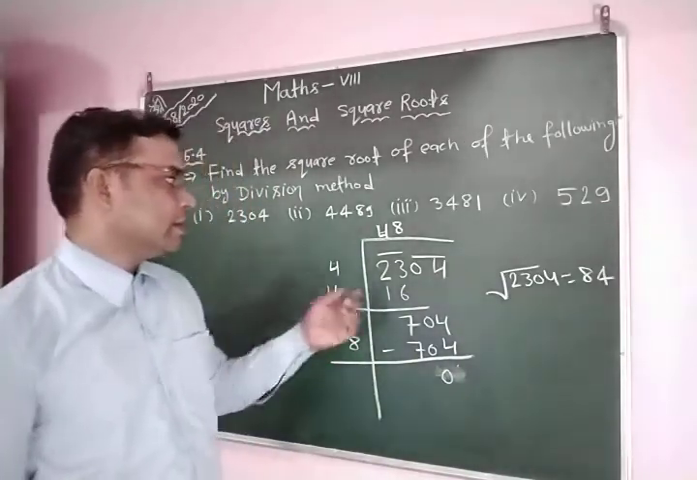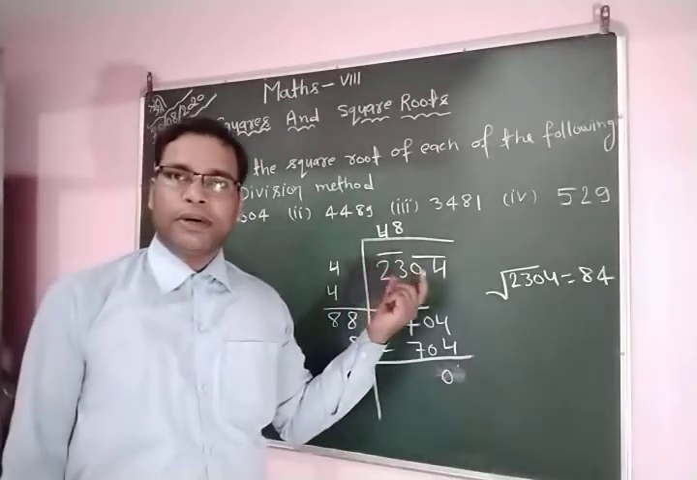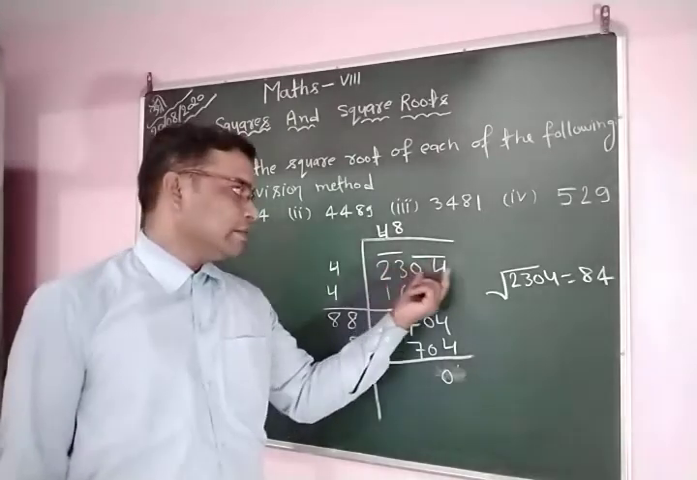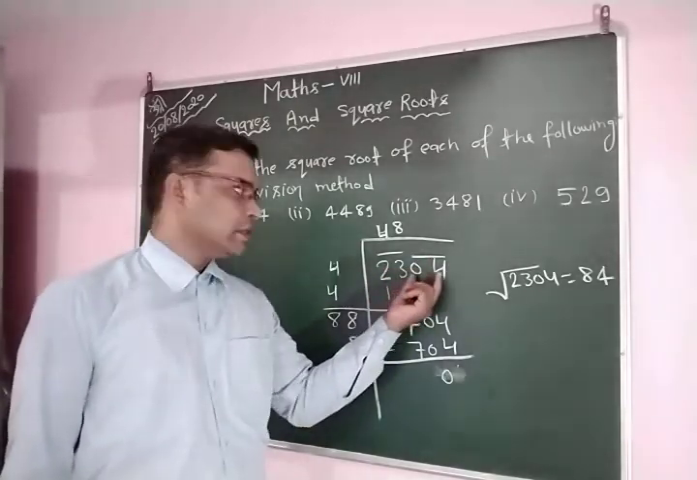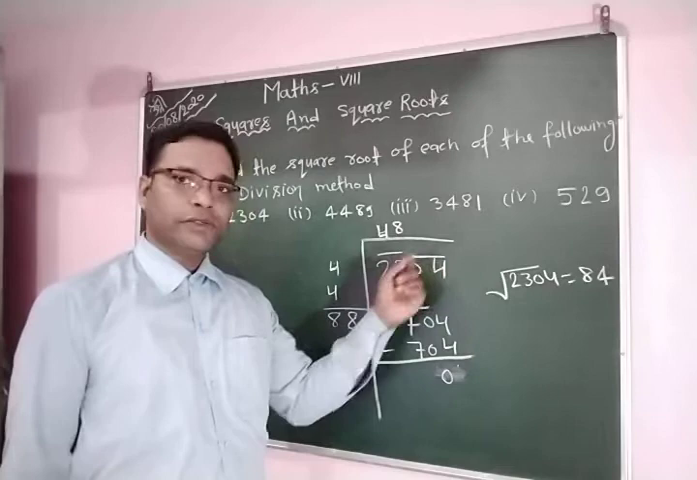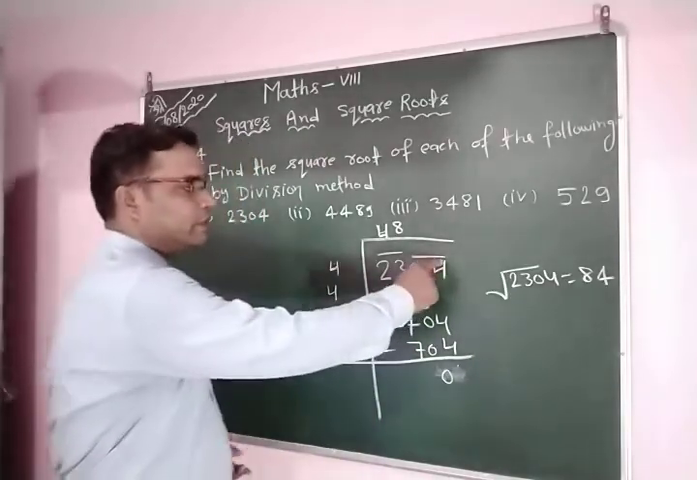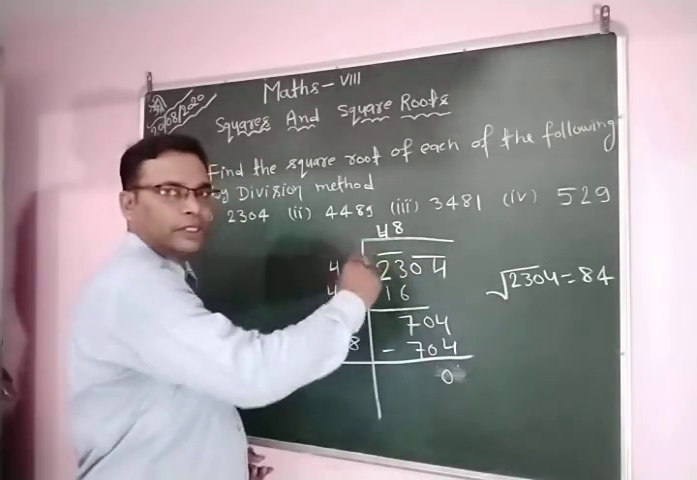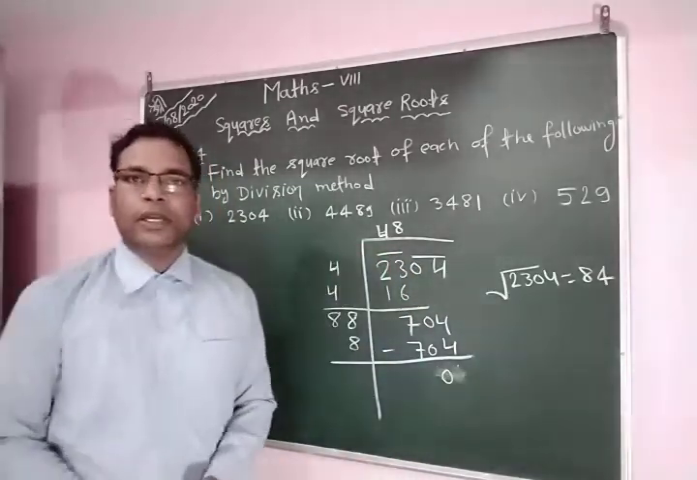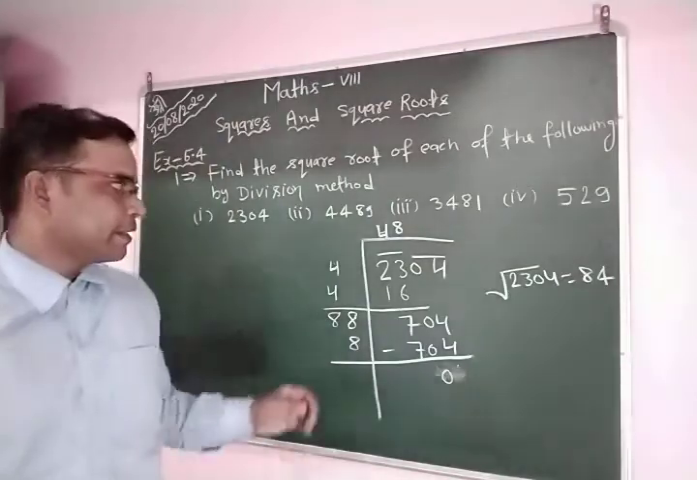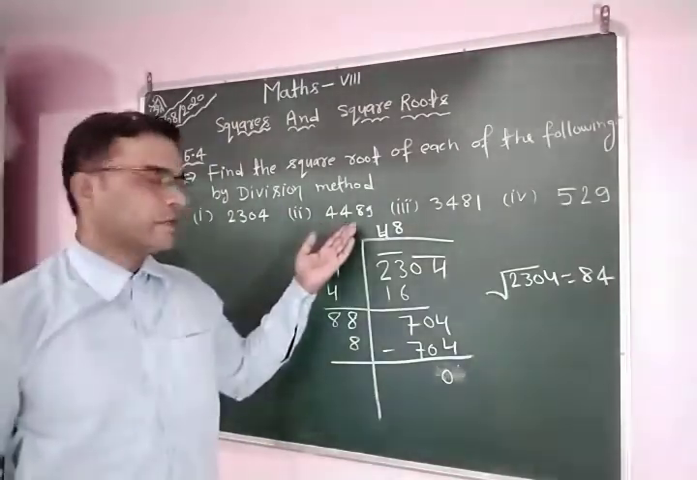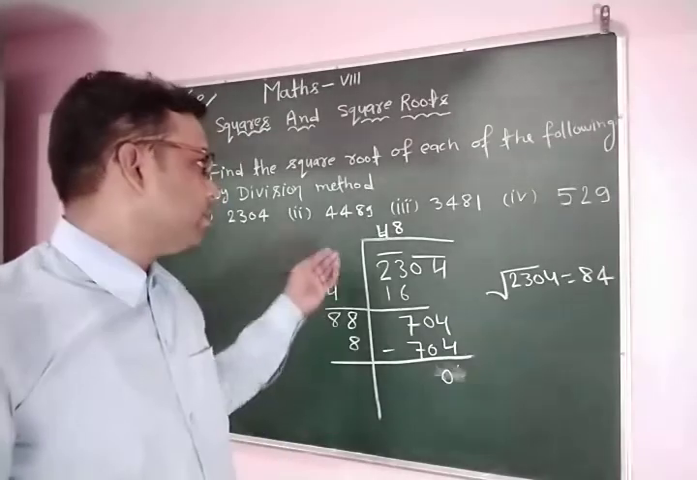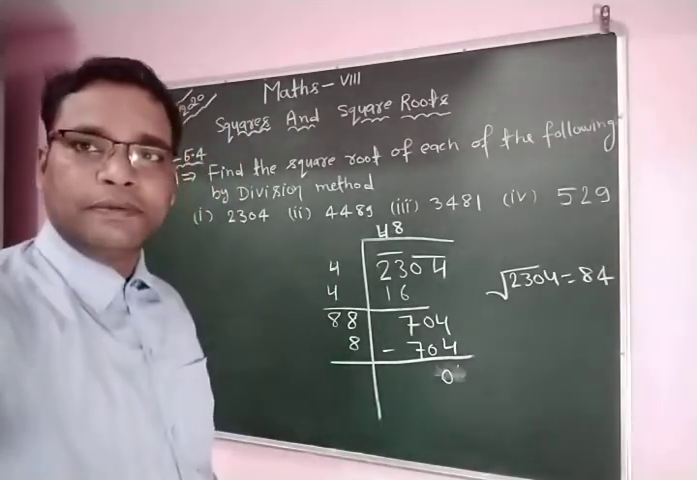For this, first you put the bar over the numbers from right to left, as pairs of bars. So you can see here, first bar over 04, and after this 23. Clear? Now let's see the next part, which is 4489. We find the square root of 4489.